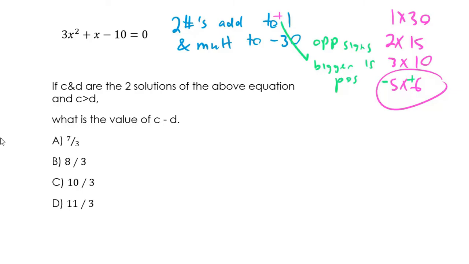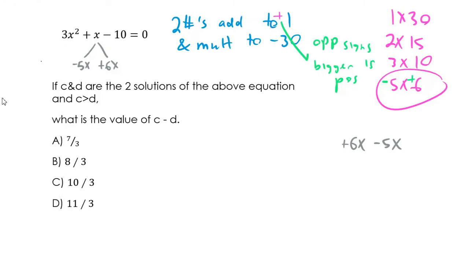So we're going to take that 3x squared plus x minus 10 and split it into either negative 5x and plus 6x, or we could split it into plus 6x and minus 5x. So one of these two combinations is easier to handle than the other, and I'm going to go ahead and solve them both to demonstrate which one is actually easier.